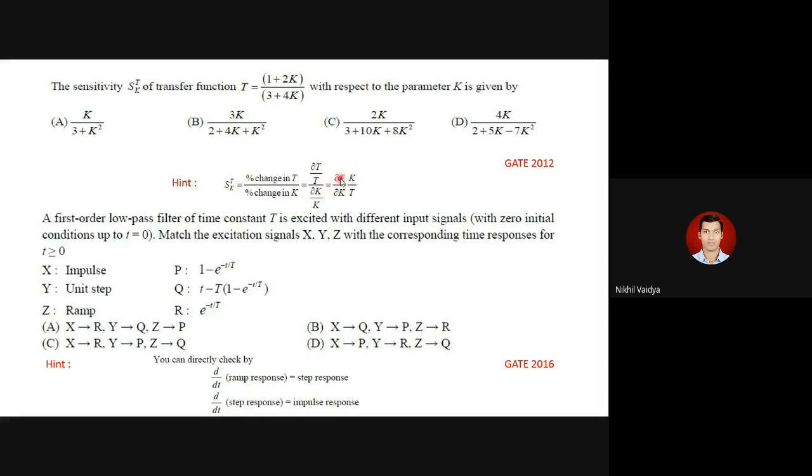Now what do you have to do? We just have to take the derivative of this T and find out the answer. I am giving you 2 minutes. Please try it. This is the hint. You just have to go ahead with the calculation using this formula. Try it.